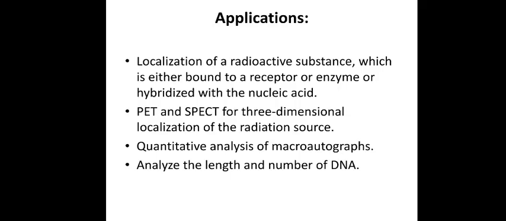With this application, you can localize the radioactive substance, either bound to a receptor or an enzyme, or hybridized with a nucleic acid. PET and SPECT are used for three-dimensional localization of the radiation source. Quantitative analysis of the macro autographs can be done. It is also very commonly used to analyze the length and the number of DNA. So when it comes to DNA fingerprint techniques, we are using autoradiography.